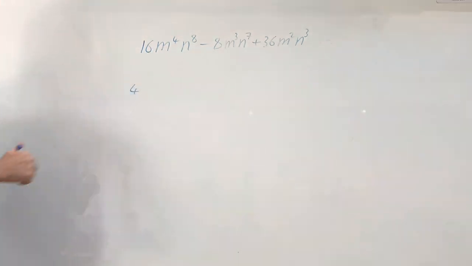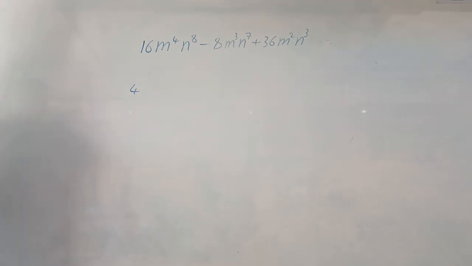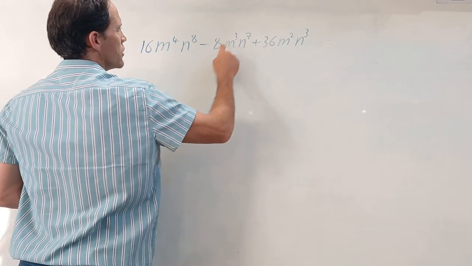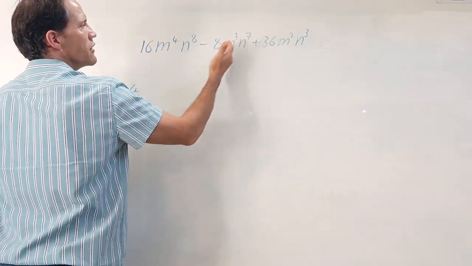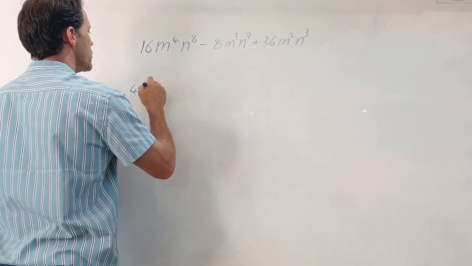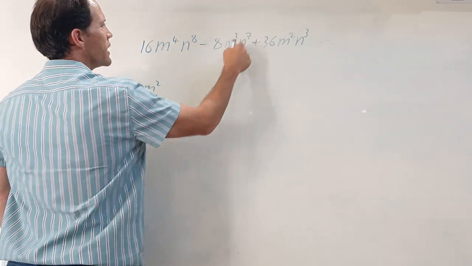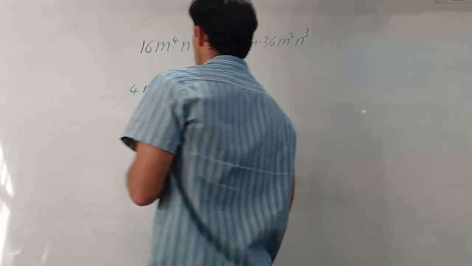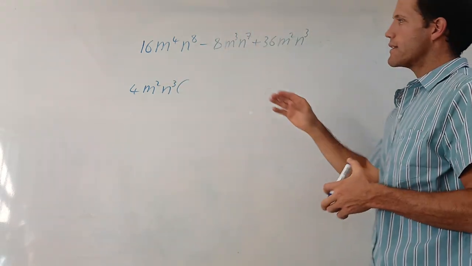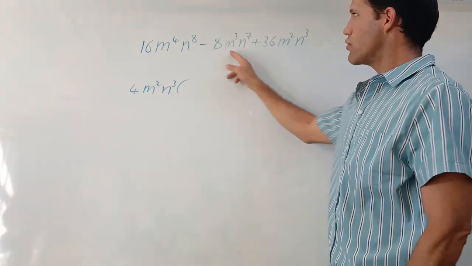And then what's the highest m that we can take out? Obviously m to the power 2. This one has m to the power 2, m^3, m^4. So the highest one that's common, because we need the highest common factor, is m to the power 2. And then for the n^8, n^7, and n^3, the highest one is obviously n to the power 3. So that's the highest one that we can take out that's common to all of them.